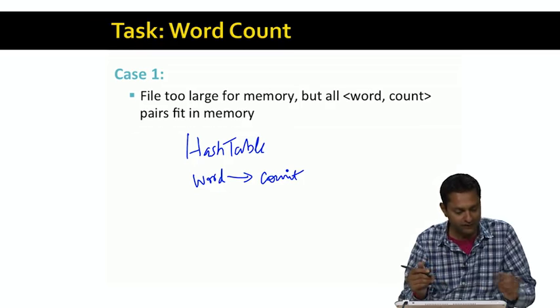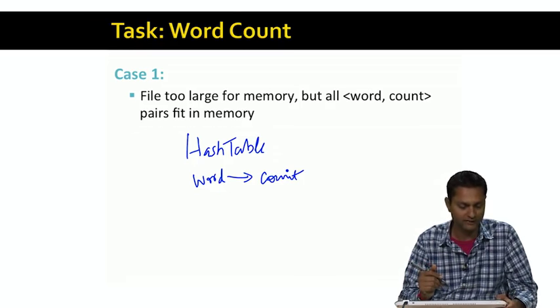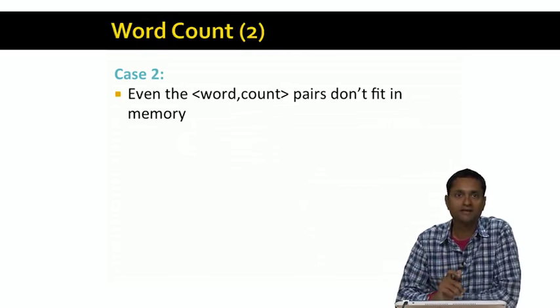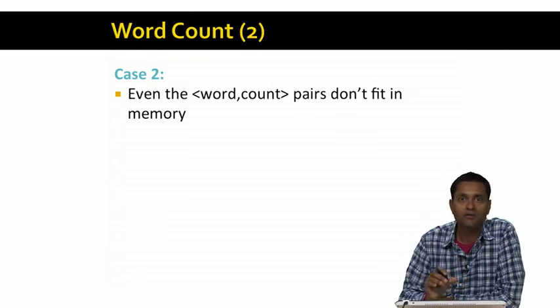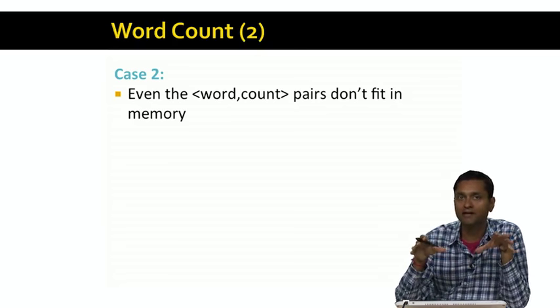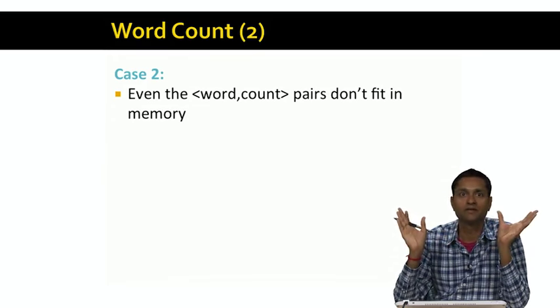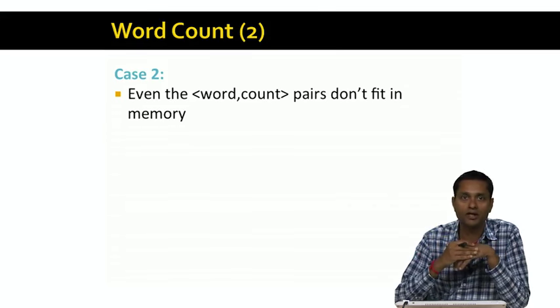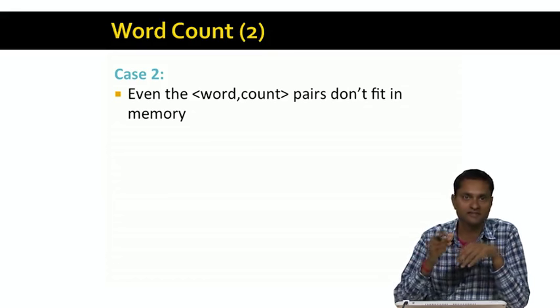So this is a simple program that all of us have written many, many times in some context or the other. Now let's make it a little bit more complicated. Let's imagine that even the word count pairs don't fit in memory. The file's too big, and there are so many distinct words in the file that you can't even hold all the distinct words in memory. How do you go about solving the problem in this case? Well, you could try to write some kind of complicated code, but I'm lazy, so I like to use Unix file system commands to do this.